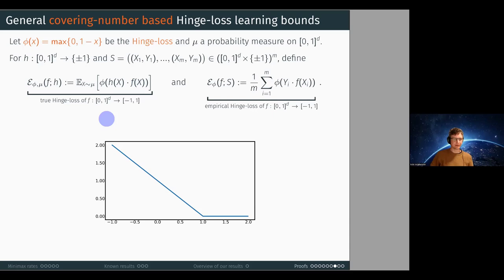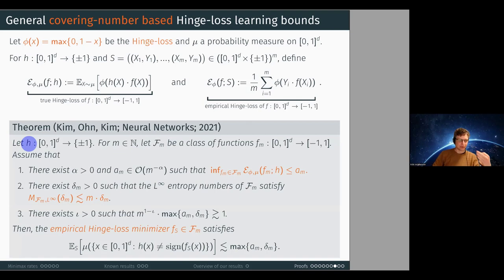And then using this hinge loss, you can define the true hinge loss of a hypothesis f with respect to a ground truth h. And you can also define the empirical hinge loss, where you just ask, does f have the same sign, basically with large magnitude, as the training sample yi? And then what Kim, Ohn, and Kim showed, it's quite a technical result, so I want to draw your attention just to two or three points. They say, okay, we have some ground truth function h that we want to learn. We know it exists, but we don't know what it actually is.